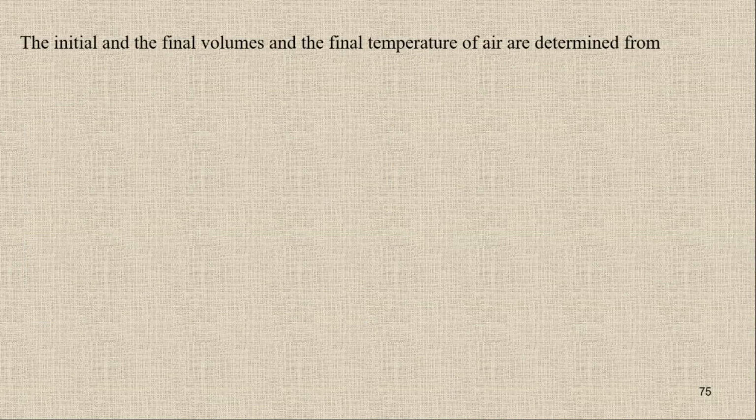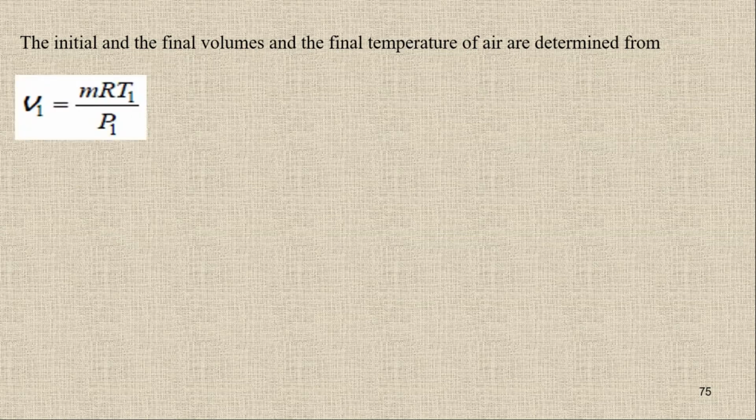So the initial and final volumes, we can solve with the ideal gas equation, PV equals mRT, and with the help of it we can find the initial volume, and then the final volume as well. For the initial volume we have the equation P times specific volume equals RT, so PV equals RT, or in terms of volume we can write PV equals mRT. So V1 is mRT1 upon P1.